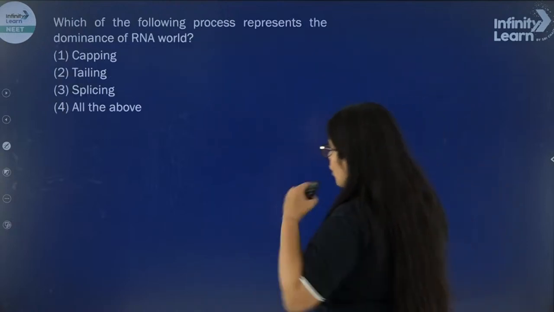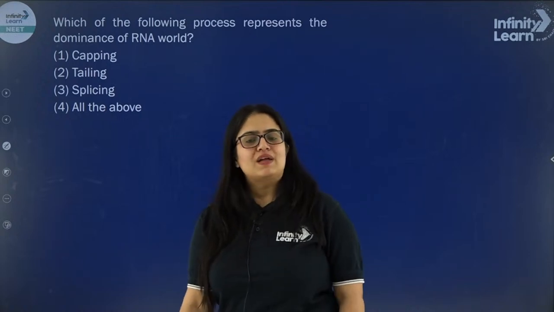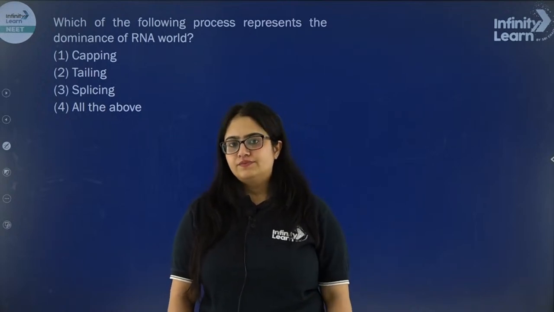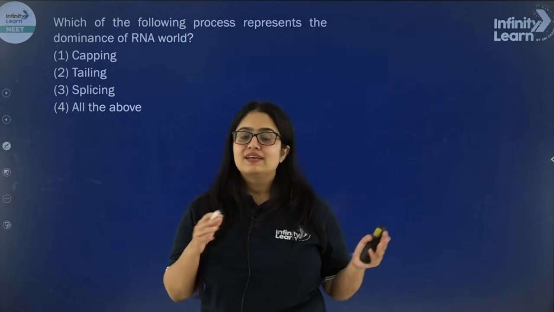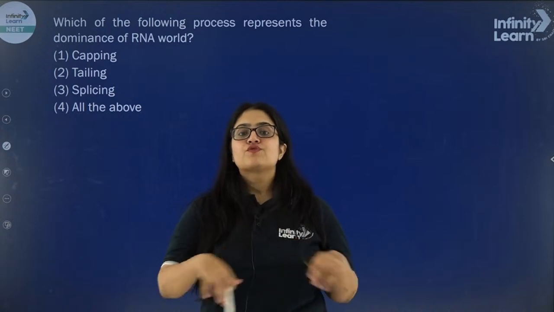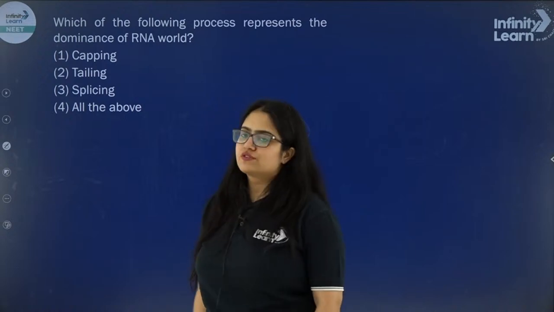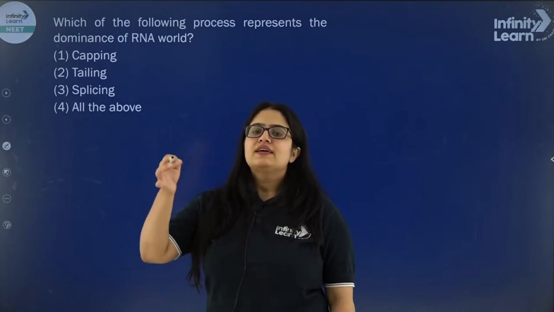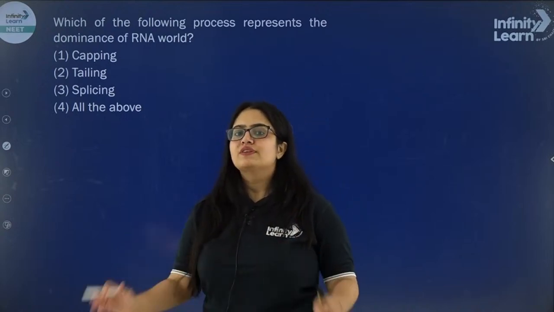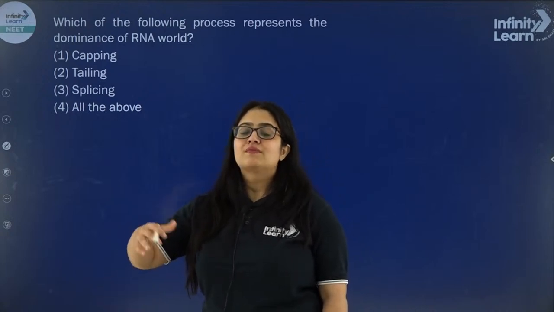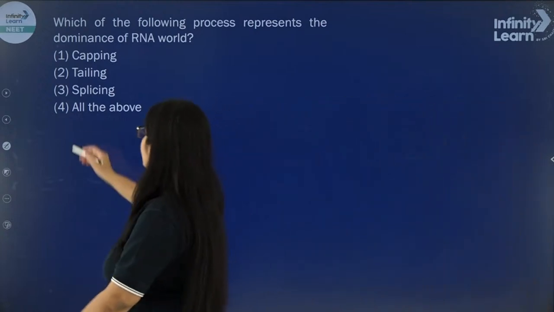Which of the following process represents the dominance of RNA world? This question is from your chapter number 6, molecular basis of inheritance, class 12. So splicing, my dear students, what is splicing? In eukaryotic genes, during the transcription process, first of all hnRNA, the primary transcript, is formed. Then that hnRNA undergoes splicing, capping, tailing, etc. During splicing, the introns are removed from the exons, and the exons are ligated in a specific manner. This process is known as splicing, and it takes place with the help of the spliceosome. So splicing actually represents the dominance of RNA world. It shows that major important metabolic processes, reactions and phenomena revolve around RNA, like splicing, metabolism, translation, protein formation, transcription, etc. So which of the following process represents the dominance of RNA world? It is splicing, directly given in NCERT if you read it.